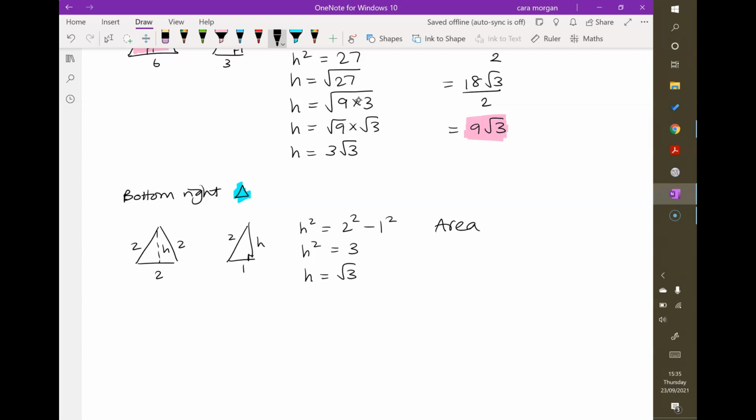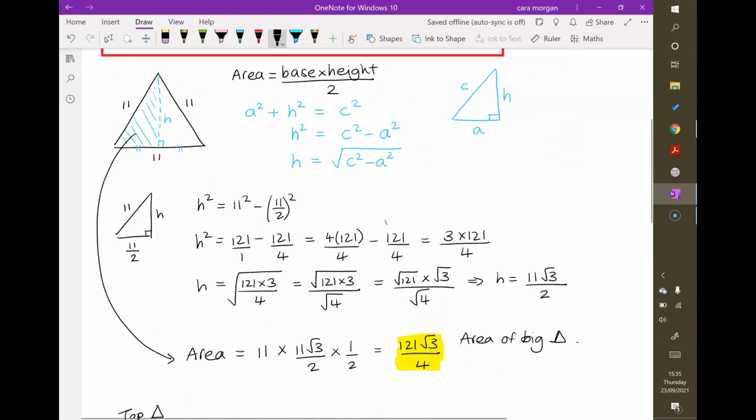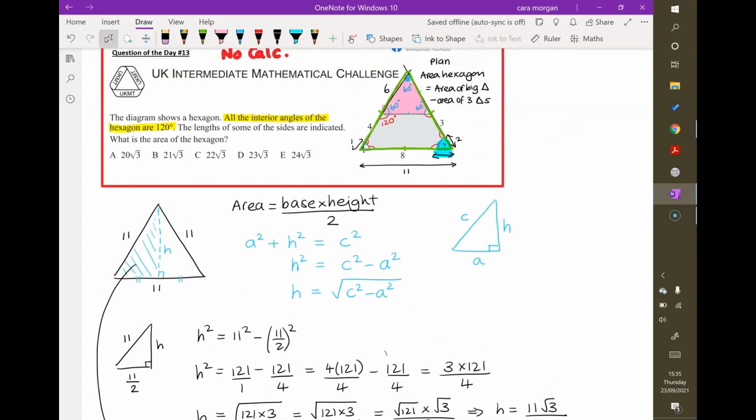The area of my blue triangle, remember, is going to be the base times the height, and then divided by 2, and that is root 3 units squared. That was nice and easy. And then I'm going to have a look at the bottom left triangle. My writing's deteriorating as I'm going through this video, but maybe that's no bad thing.